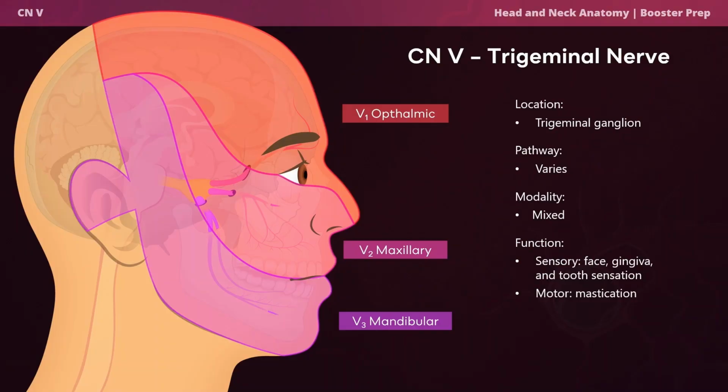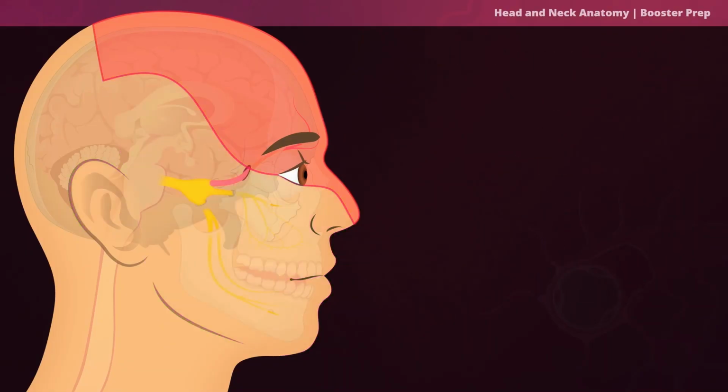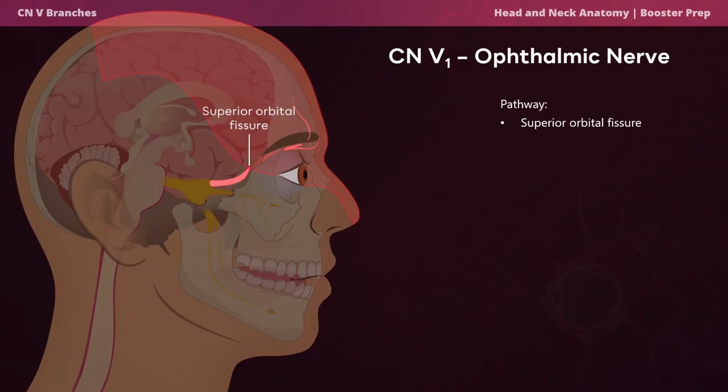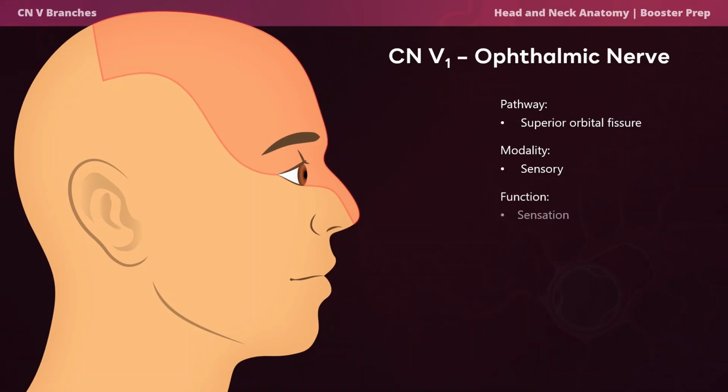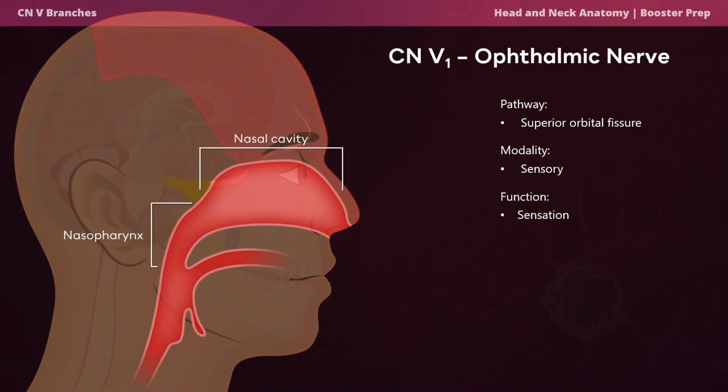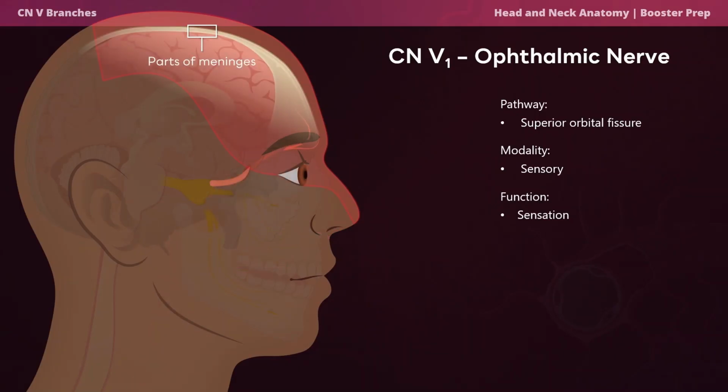Okay, let's start off with the V1 branch of the trigeminal nerve. This is known as the ophthalmic nerve, and it exits the skull via the superior orbital fissure. So the modality and function of this nerve are quite similar, with sensory and the function being sensation. Specifically, this nerve provides sensation to the scalp, the skin of the forehead, the upper eyelid, the cornea, the conjunctiva, the frontal sinus, the nasal cavity and nasopharynx, and parts of the meninges.